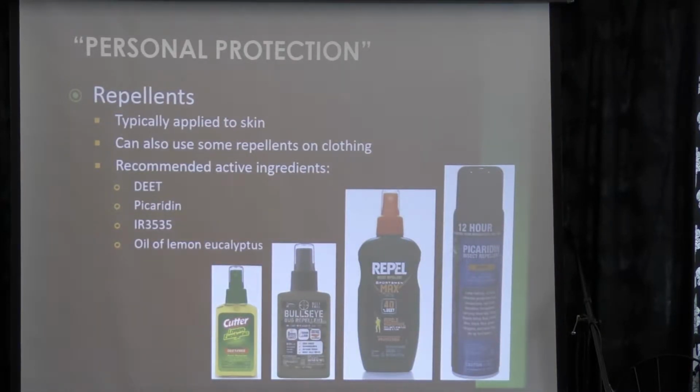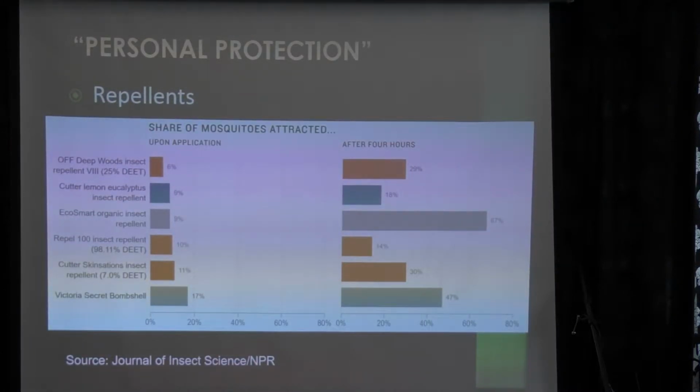All right, so repellents are typically applied to skin, although some of them you can put right on your clothing. Everybody's probably familiar with DEET. I think I've been using it since I was a kid. There's also picaridin, something that needs a good trade name that they call IR3535, and oil of lemon eucalyptus, which are of varying effectiveness. So here is a chart where scientists tested how effective these various things are on keeping mosquitoes away, both right when you apply it and then after 4 hours.